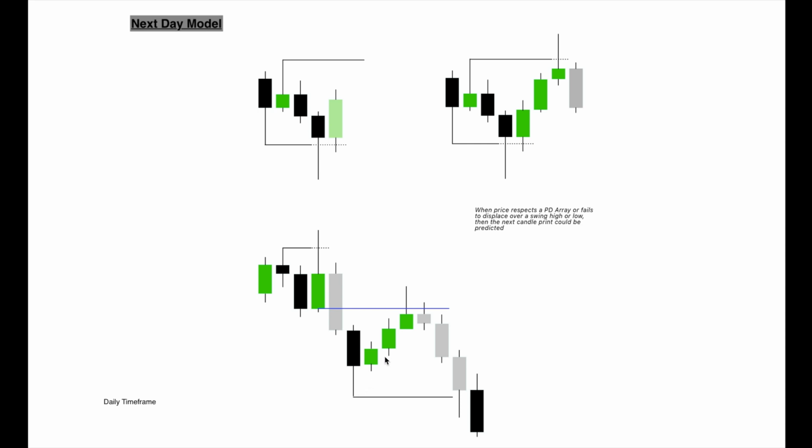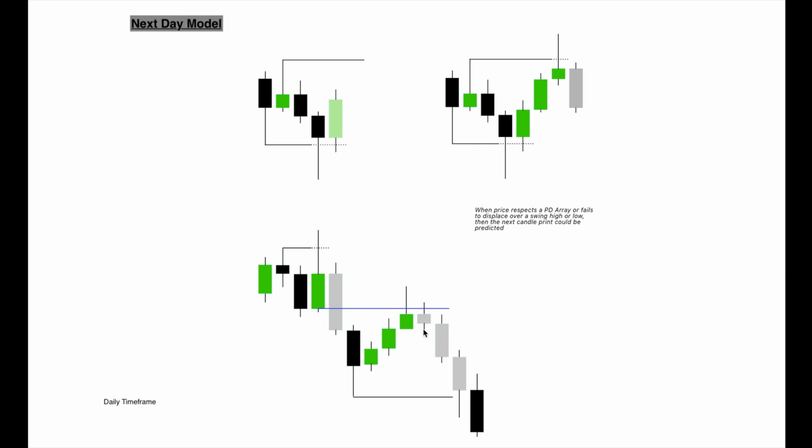Then we had a retracement back up into a PD array. So the PD array was a bearish order block. So the last up candle before the down move, price rejected off that and closed below it. So we'd anticipate the next candle to print bearish. So we got an open, high, low, close.